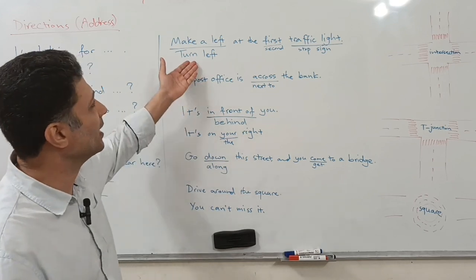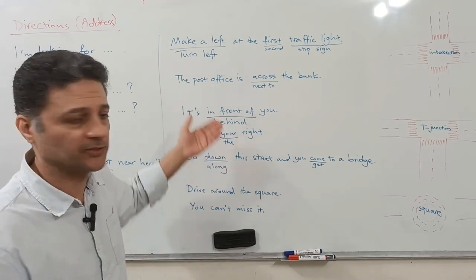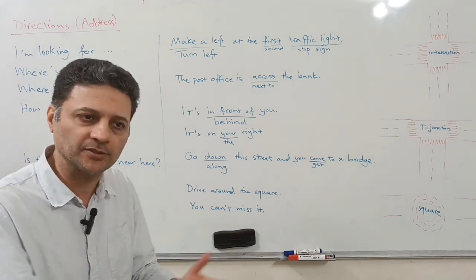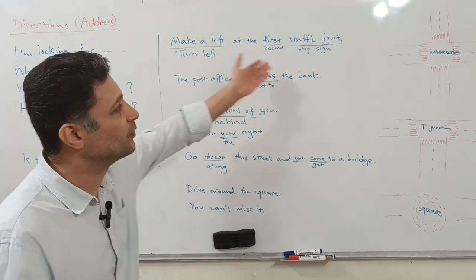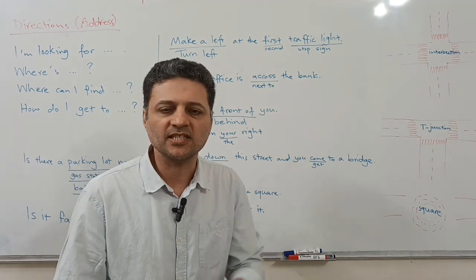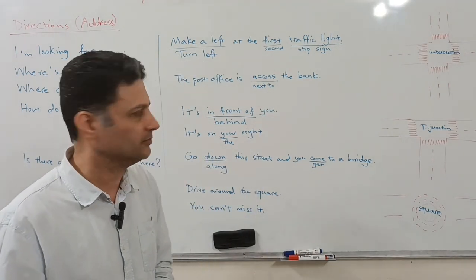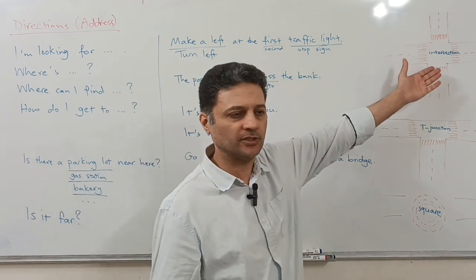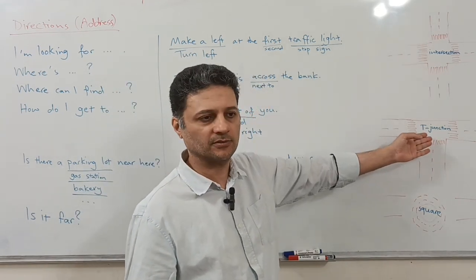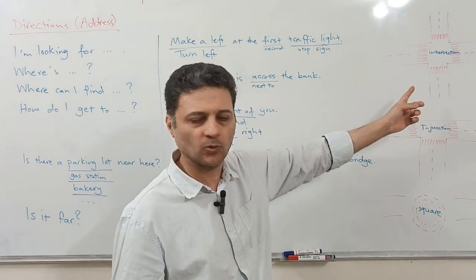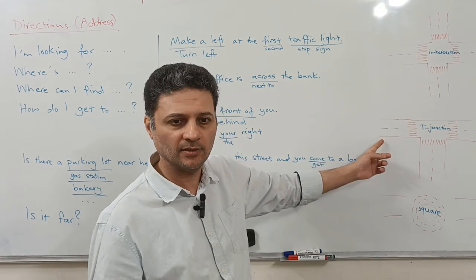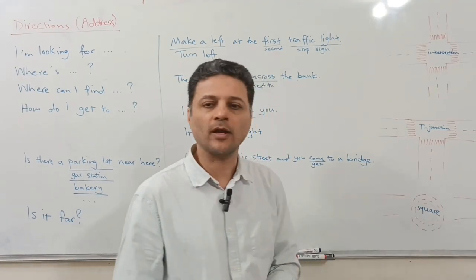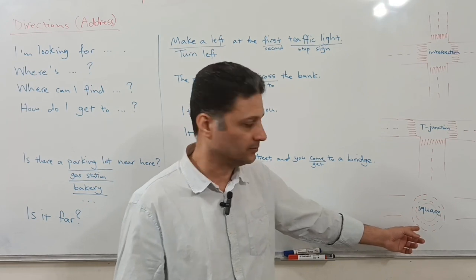They would go like this. These are very common expressions. Make a left, or turn left. Make a right, turn right. At the first traffic light, or at the second stop sign, for example, right? Traffic light means you reach an intersection or T-junction, where there is a traffic light, for example, or a stop sign, okay? And then we also have a square, right?